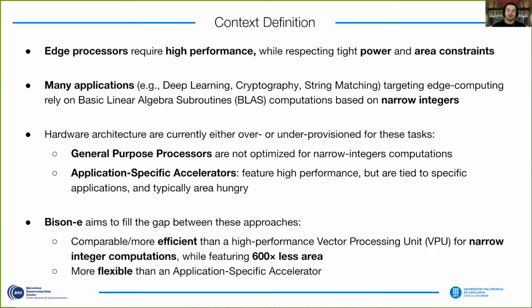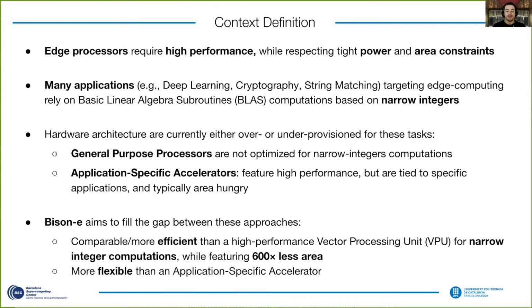So modern edge processors require high performance and also have to respect tight constraints in terms of power and area. As many applications like deep learning and instant matching, which target edge computing devices, rely on BLAS computation based on narrow integers, it's increasingly important to accelerate this type of application by keeping area and power footprints as low as possible. However, current hardware architectures are either over-provisioned or under-provisioned for this type of task.